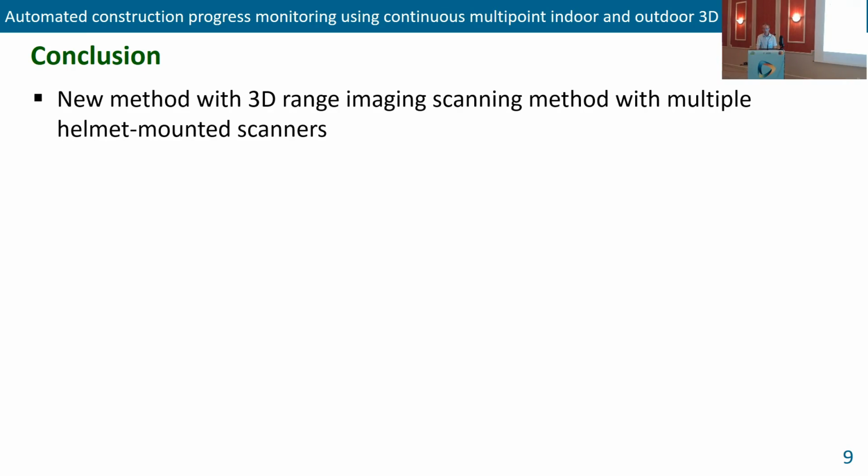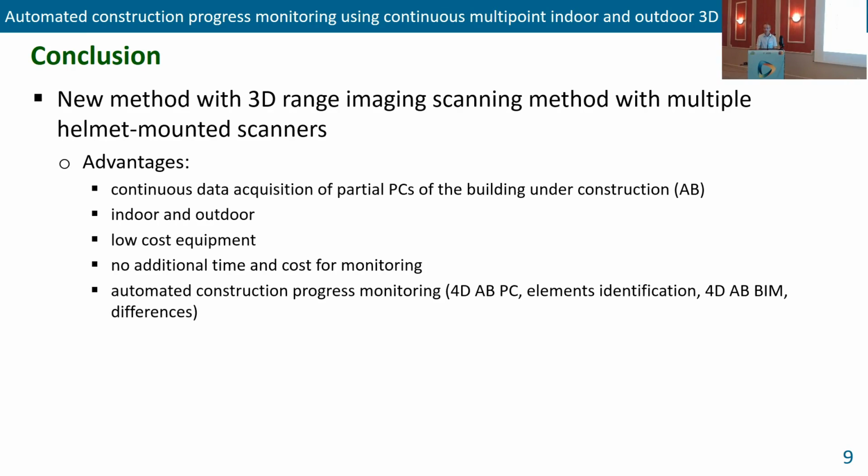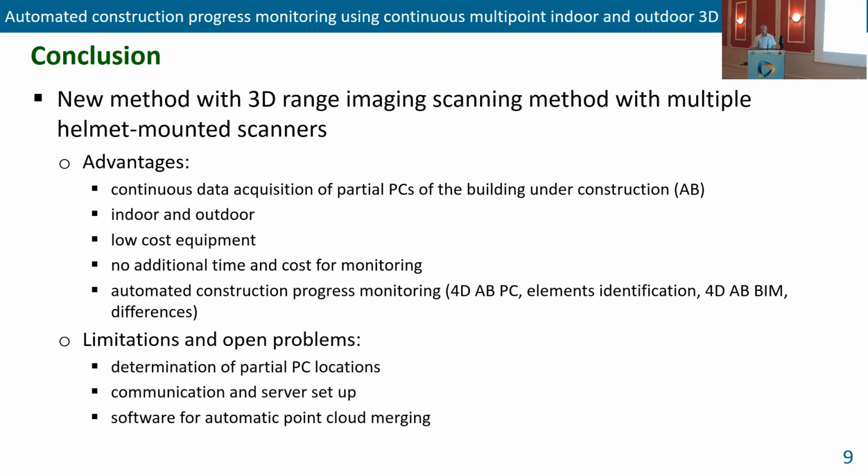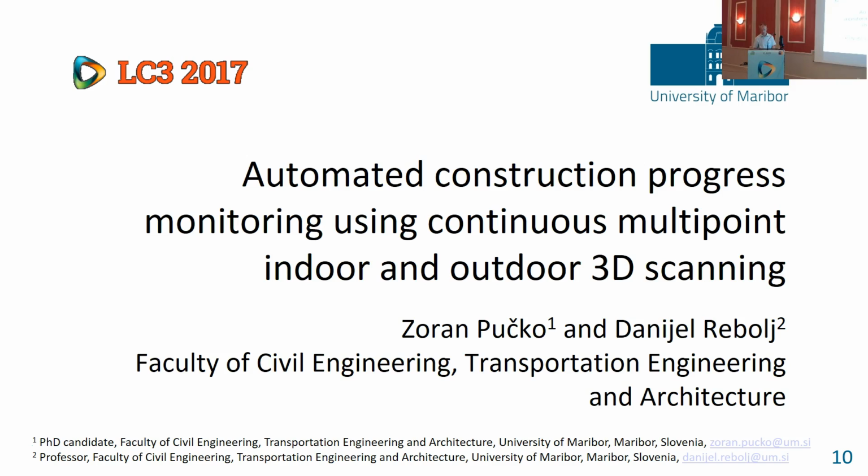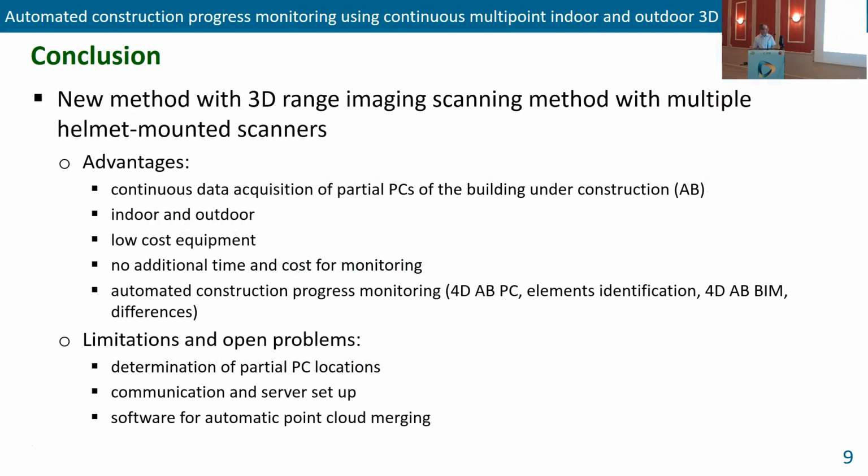For conclusion, the new method with the 3D range imaging scanning method with multiple helmet scanners has some advantages. It can continuously acquire data from the as-built scene, indoor and outdoor. It is a low-cost equipment, but just enough for identification of elements.